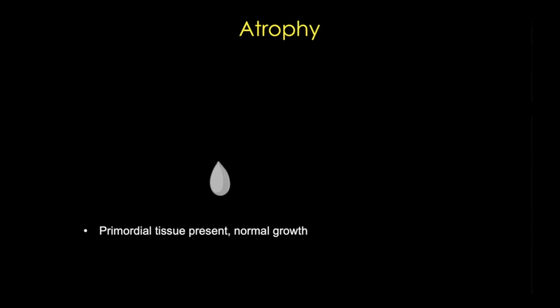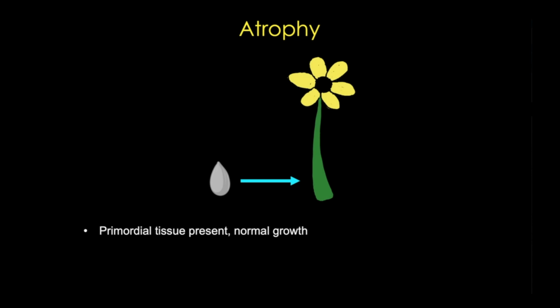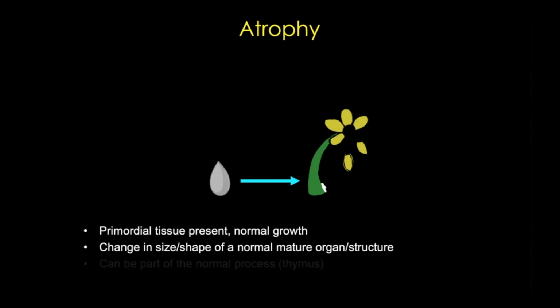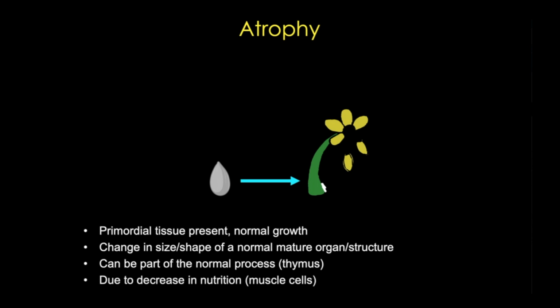Lastly, we have atrophy. The primordial tissue is present, and there is normal growth. However, there is some change in size or shape of the normal organ or structure, and this process can be normal, such as the atrophy of the thymus during development. It can be due to a decrease in nutrition, so muscle cells atrophying, or extreme atrophy as seen in cancer, which is known as cachexia. And atrophy can either be reversible or irreversible.